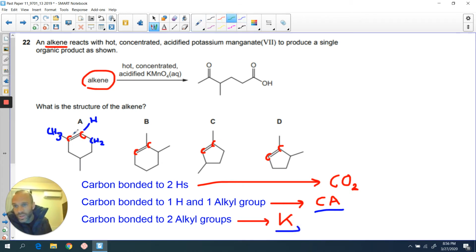So we've got this side here, this carbon forming a ketone, and then we've got this carbon here forming essentially a carboxylic acid. In other words, you break this double bond essentially, and you replace it with either your carboxylic acid group or your ketone group. And hopefully that's going to get us to the answer.